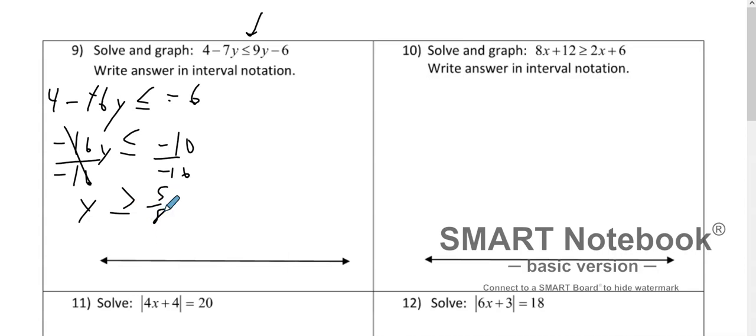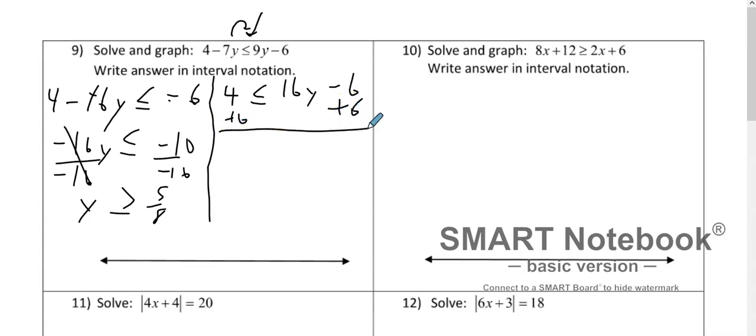Now, another way I could have done it was move my y's over here and keep them positive. So I'm going to do that right now. I'm going to keep the 4 here. I'm going to add 7y to both sides. So 9 plus 7 is positive 16y minus 6. Now I'm going to add 6 to both sides. Same thing I did over there, just different order, different signs. And that's going to give me positive 10 and 16y.